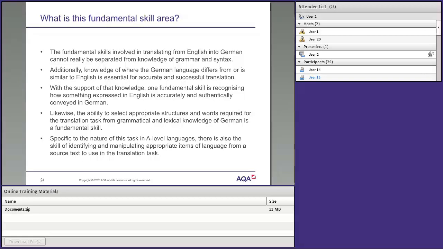Likewise, the ability to select appropriate structures and words required for a translation task from their grammatical and lexical knowledge of German is a fundamental skill. And specific to the nature of this task in A-level languages, there's also the skill of identifying and manipulating appropriate items of language from a source text that they can use in the translation task.